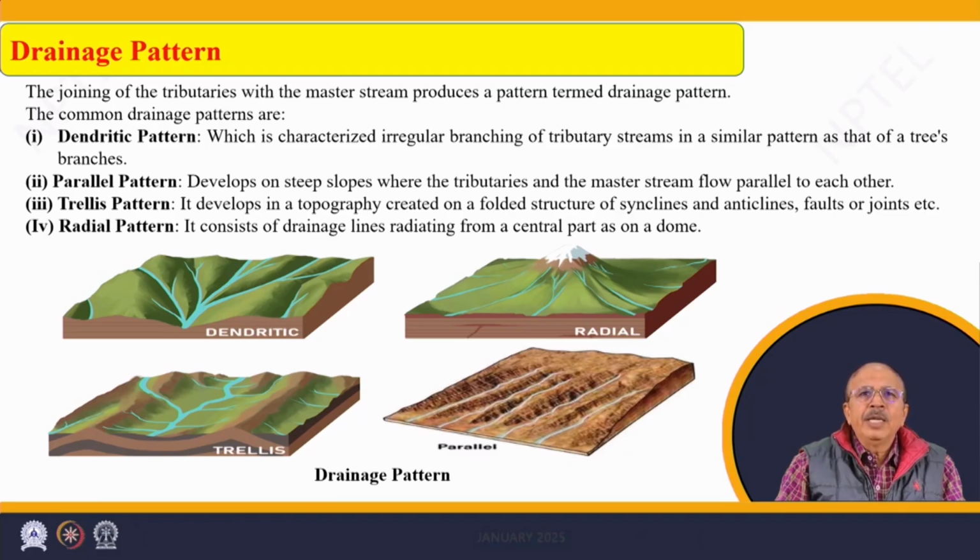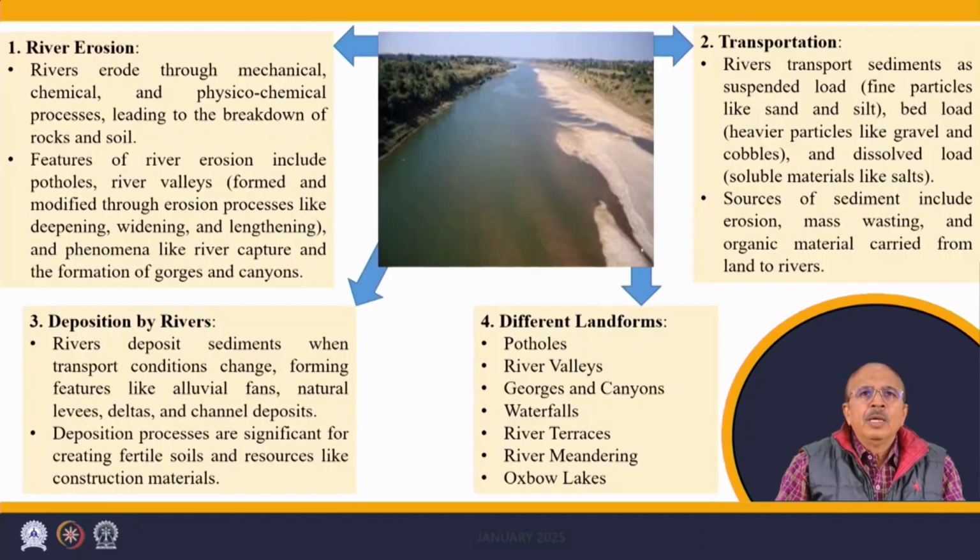The radial pattern consists of drainage lines radiating from a central part, as on a dome. So this is about the different types of drainage pattern we generally get because of the geological work of rivers. Now, concluding this lecture, we started from river erosion. We have seen that rivers erode through mechanical and chemical means. Features of river erosion include potholes, river valleys, etc.